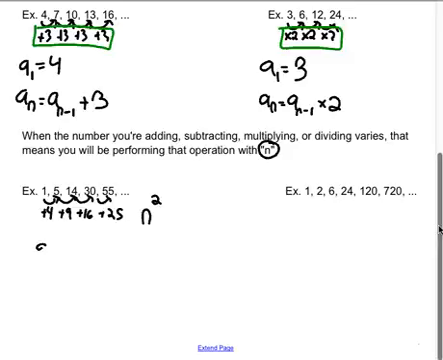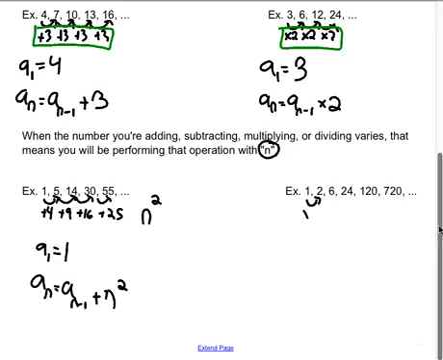So my first term is 1. And then how am I going between terms? Well, I'm adding n squared between terms. So that's the key here. When whatever you're doing, adding, subtracting, whatever, is varying, you need to write that in terms of n. Okay? What about this one?